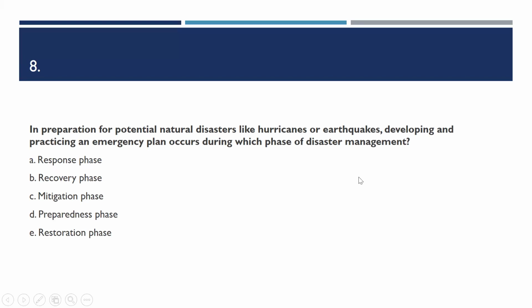In preparation for potential natural disasters like hurricanes or earthquakes, developing and practicing an emergency plan occurs during which phase of disaster management? A. Response phase, B. Recovery phase, C. Mitigation phase, D. Preparedness phase, and E. Restoration phase. The answer is D.